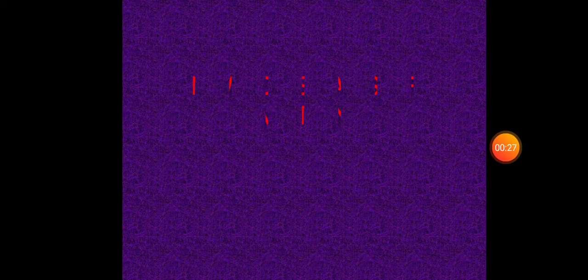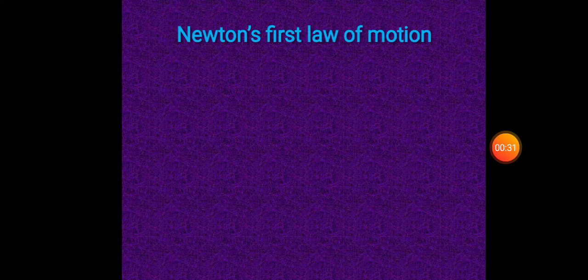Today we are going to see Newton's laws of motion. I hope till now whatever we have studied, the concepts related to the motions, they are clear. Today we are going to see all the three laws of motion. Let's see Newton's first law of motion.